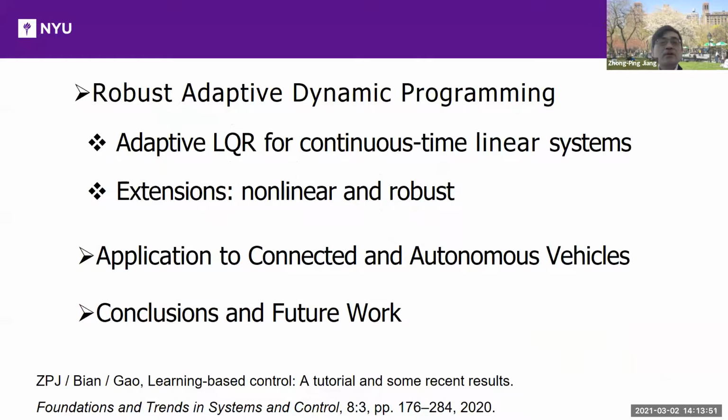Today I'm going to present our progress along this direction. In the first part, I'm going to briefly mention the theory: robust adaptive dynamic programming for continuous-time linear systems, nonlinear systems, and eventually uncertain systems. In the second part of the talk, I'm going to talk about the application to connected and autonomous vehicles. And finally, I'm going to conclude. All the mathematical details and control designs can be found in our recent tutorial paper, published last year with my two former PhD students.